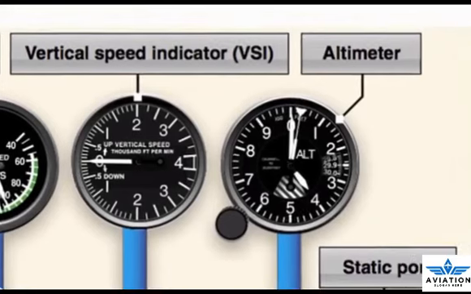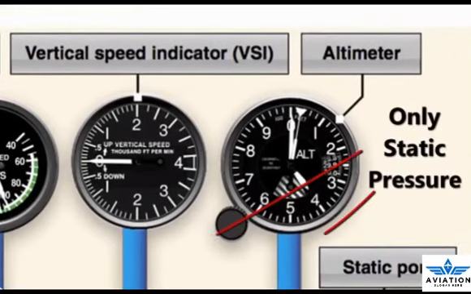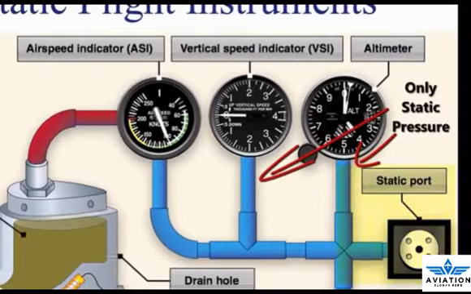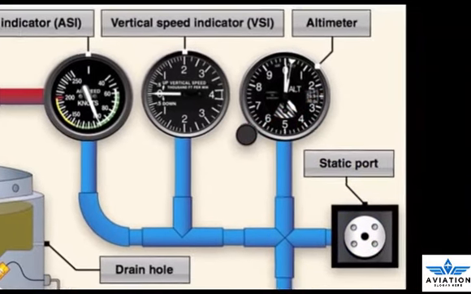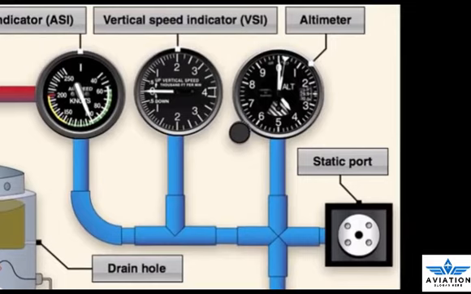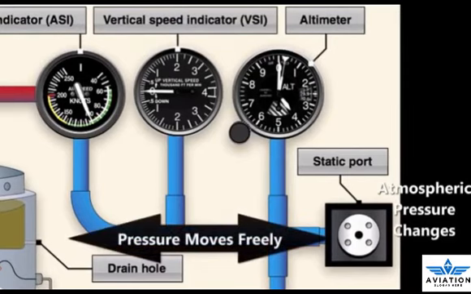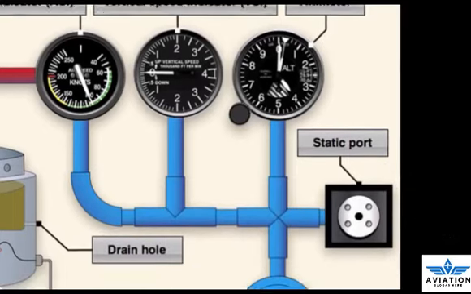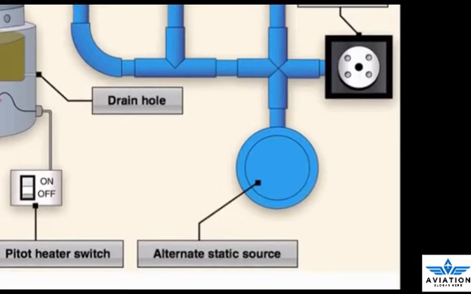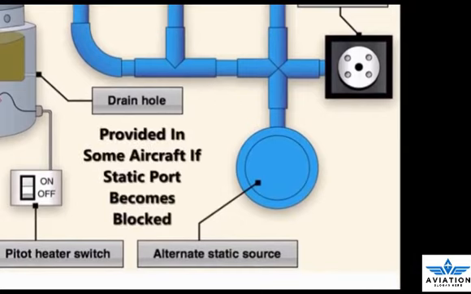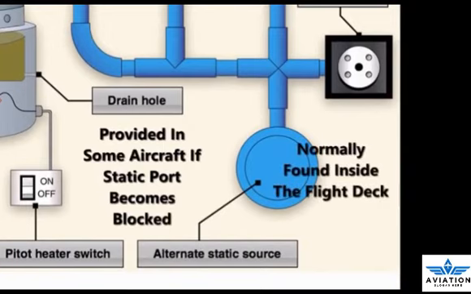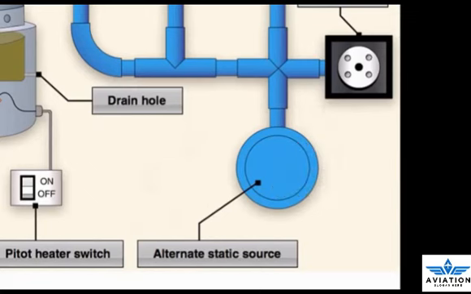The two remaining instruments, altimeter and VSI, utilize only the static pressure, which is derived from the static port. The static chamber is vented through small holes to the free, undisturbed air on the sides of the aircraft. As the atmospheric pressure changes, the pressure is able to move freely in and out of the instruments through the small lines which connect the instruments into the static system. An alternate static source is provided in some aircraft to provide static pressure should the primary static source become blocked. The alternate static source is normally found inside the flight deck.